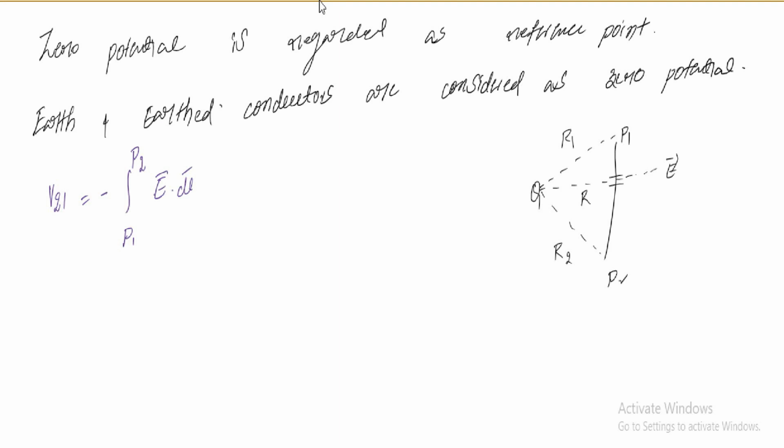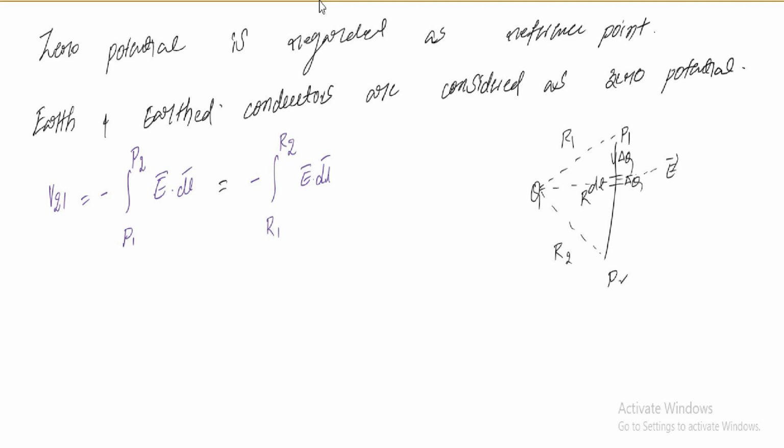So let us consider here delta Q, and this is your dL. The delta Q is moving from P1 to P2. The distance from Q to P1 is R1. So here we can write minus the integral from R1 to R2 of E dot dL.